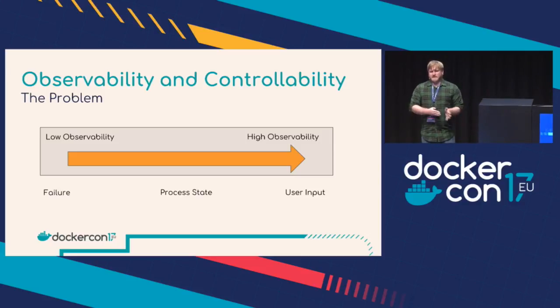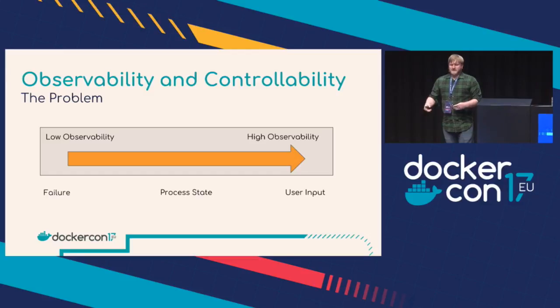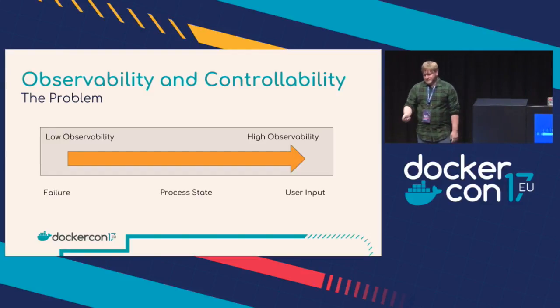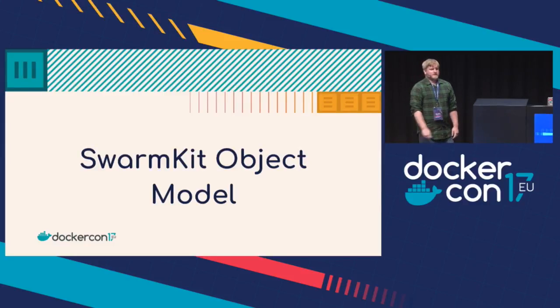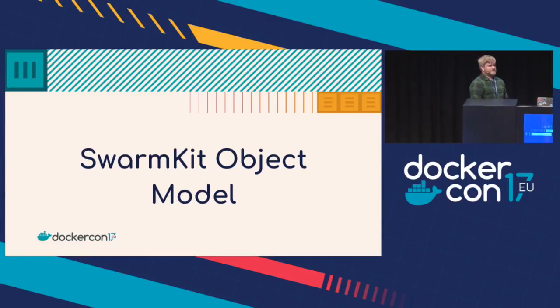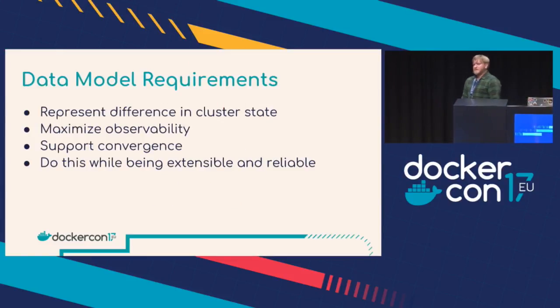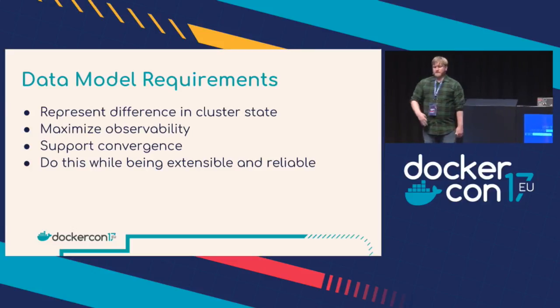And because of this variation in observability, it makes it harder to actually implement these things inside of a distributed system. So let's talk a little bit about how that connects to the SwarmKit object model and object models in general for orchestration systems.